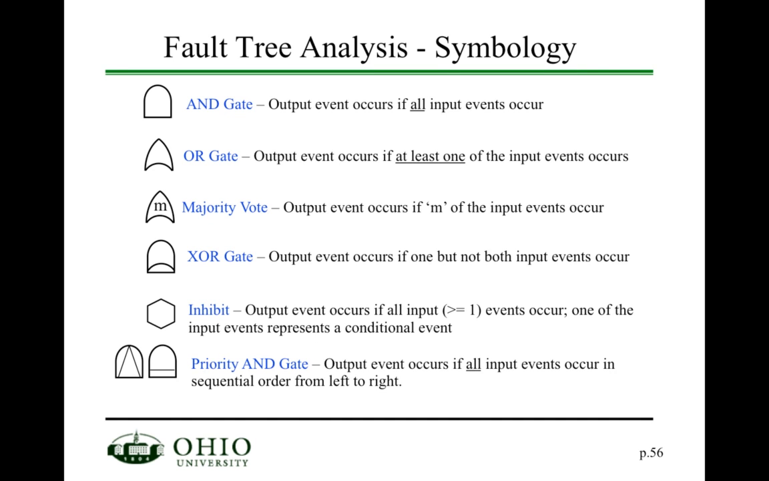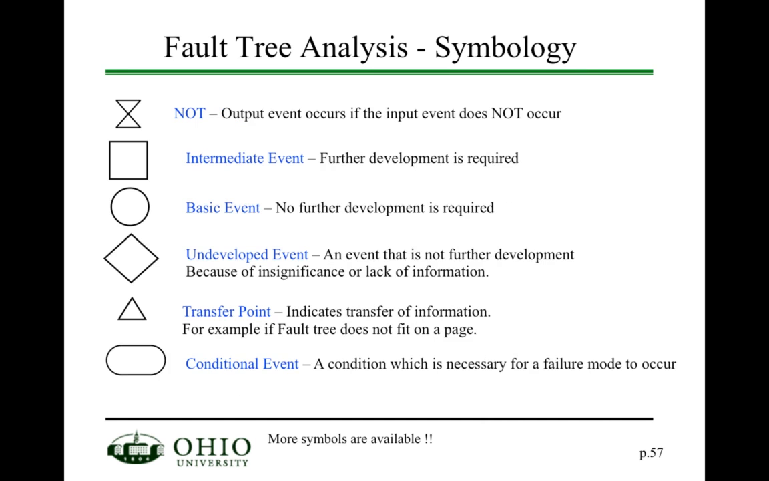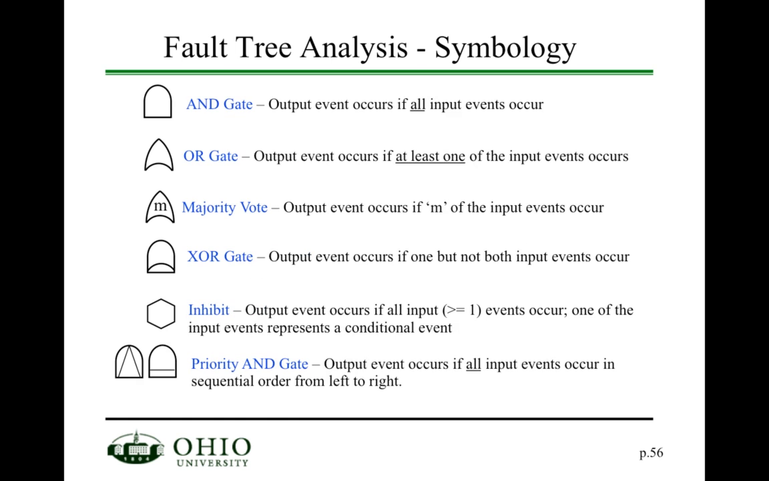So what you see in the next two slides are some of the symbologies. Of course, we've already identified the basic event and the intermediate event. There are some transfer points if you want to go to the next page, for example, or an undeveloped event where you say, okay, I still need to do a little bit more work there to further develop my fault tree because I don't have enough information at this point. Now, in terms of the symbologies on the top, you have an AND gate, OR gate. There's also a thing called the majority vote, which tells me that the output event occurs if M of the input events occur.